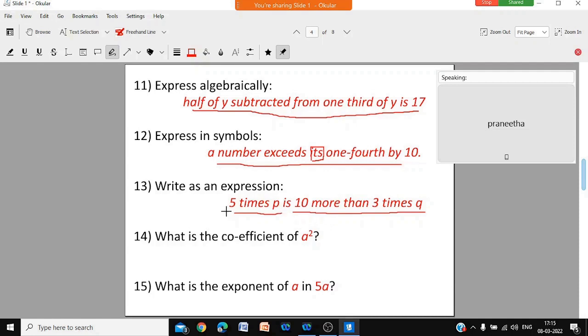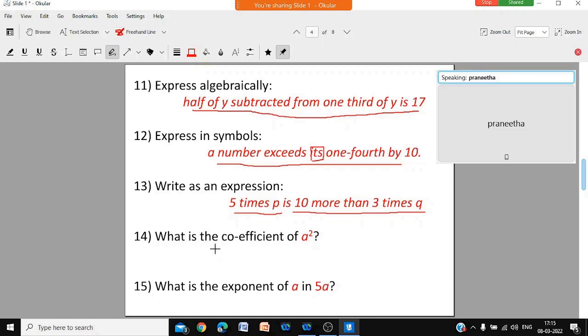Sir, I didn't understand this one. Write its symbol like an equation. Like the sum of a plus b, you write a plus b. Just write it as an expression. You don't have to solve, there is no answer, just the expression. How will you write in algebra: 5 times p is 10 more than 3 times q? Okay, sir. Write as an expression.